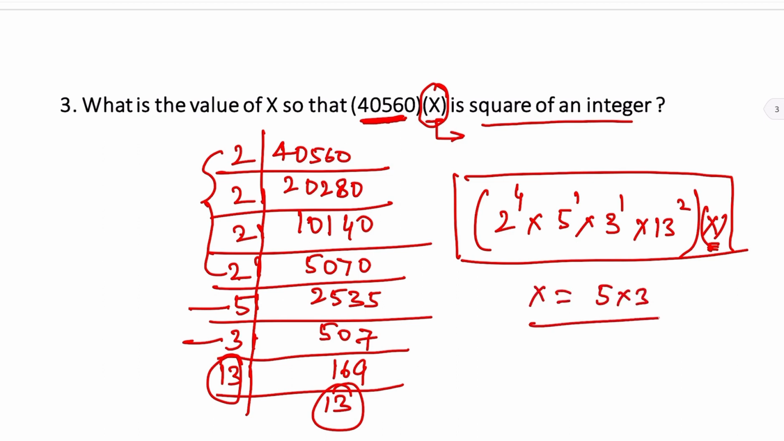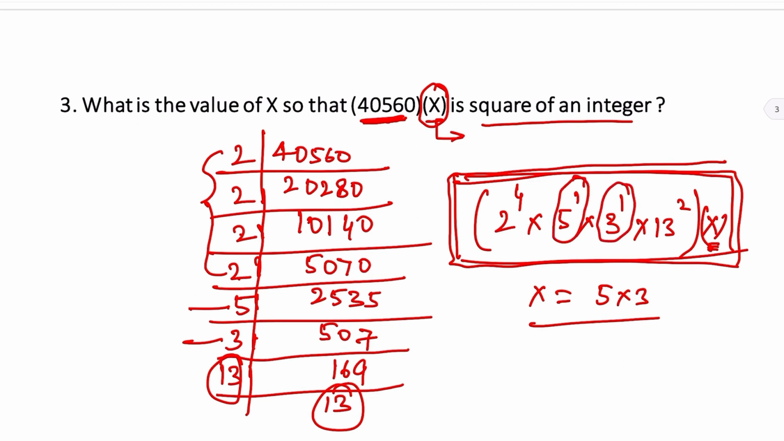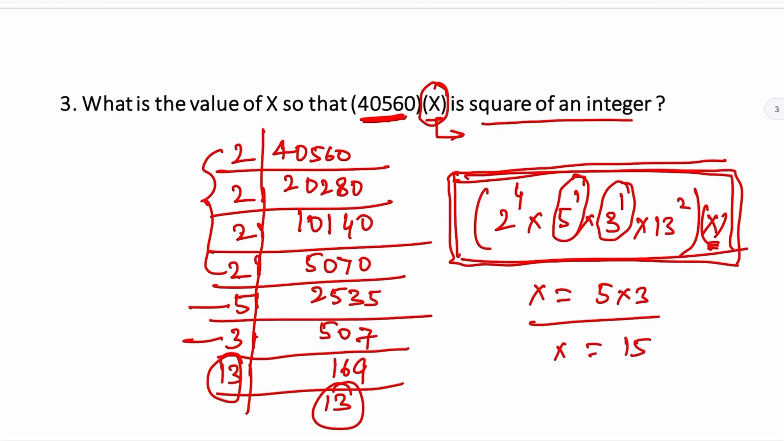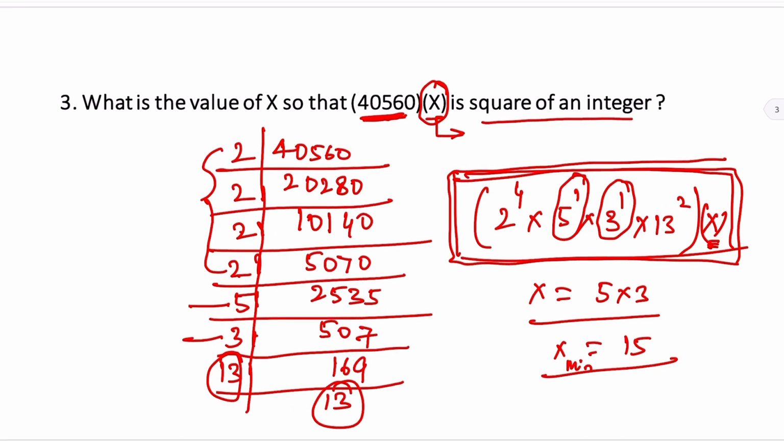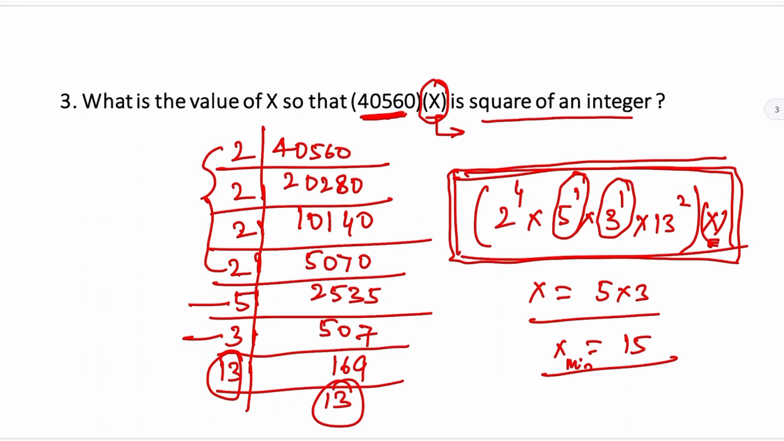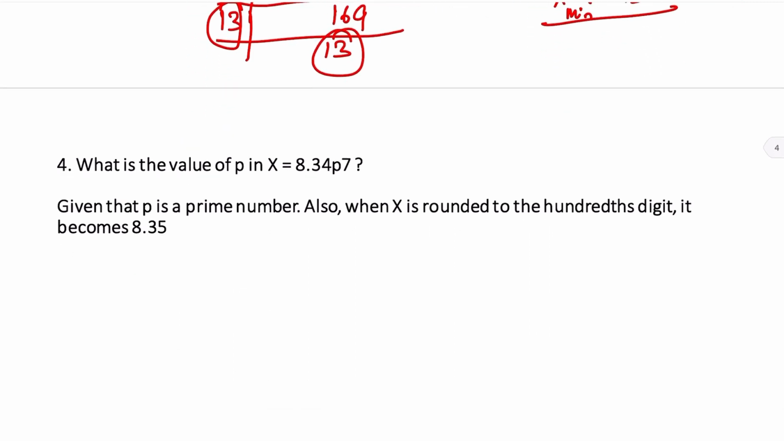into 3, because we want to see this product of these two numbers, this whole number, as a square of an integer, and to make it a square of an integer we need these prime factors to have even powers. Okay, so therefore our x will be 15. We can also say x minimum will be 15. So now I hope it is understood well. So we will move to the next question then.